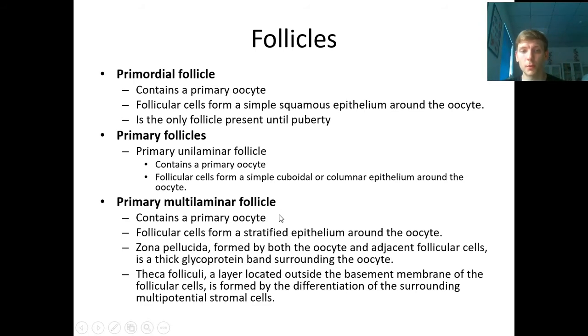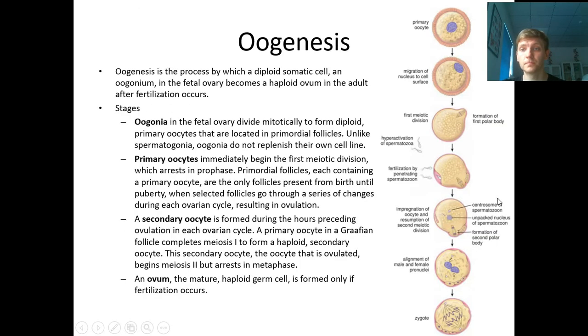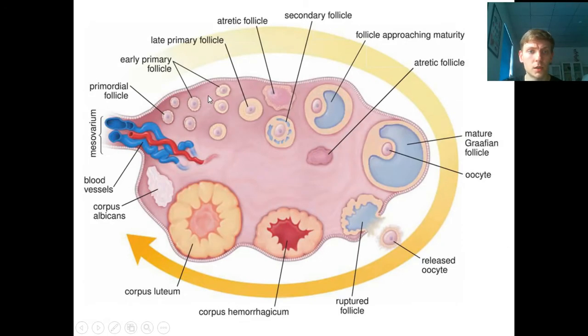It also contains a primary oocyte. Follicular cells, which are present around, form a stratified epithelium around the oocyte. Here it's not shown, but just imagine. Instead of one layer of follicular cells, around we have a multi-layered epithelium. It is shown in this diagram. Primary oocyte, primary follicles, they contain multiple masses of cells. So you see, multiple layers of follicular cells, a stratified epithelium is present.